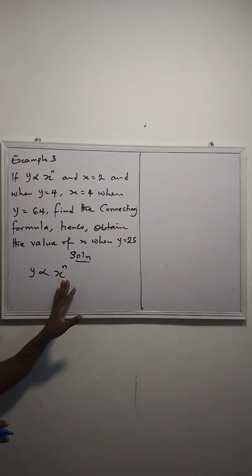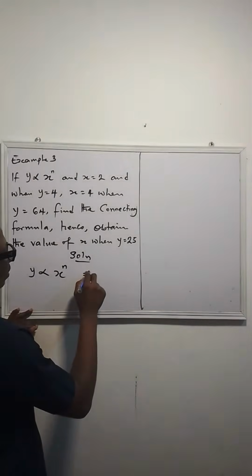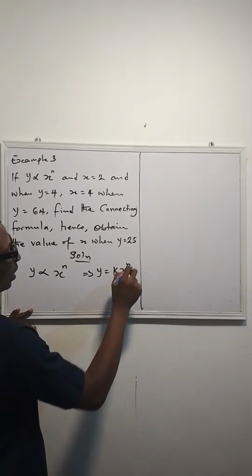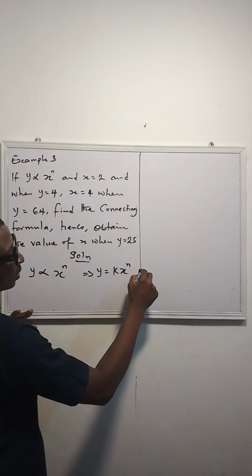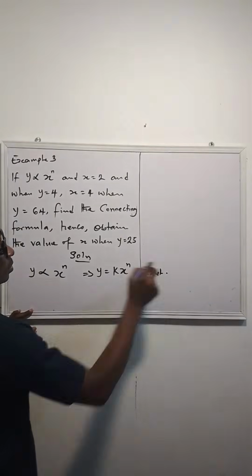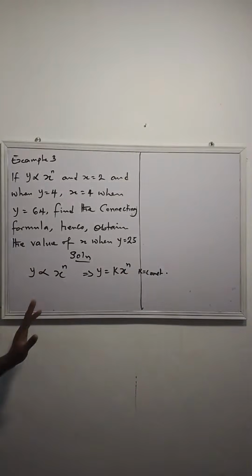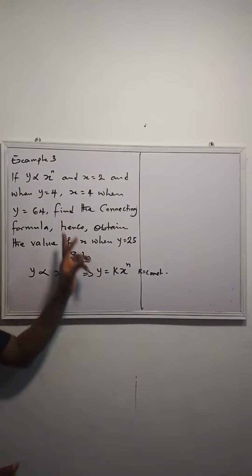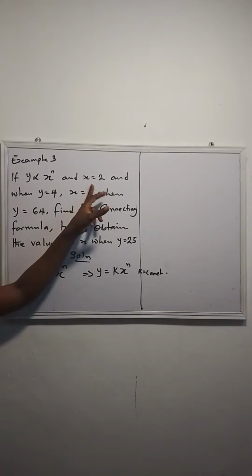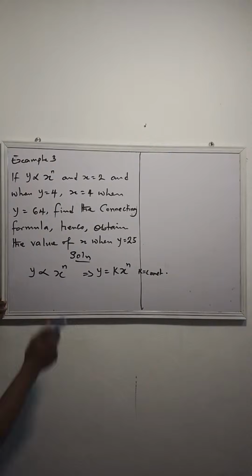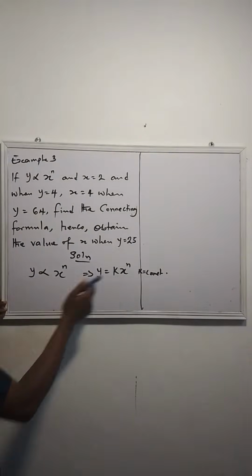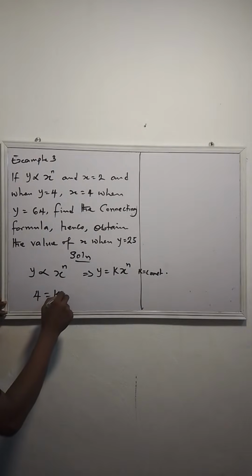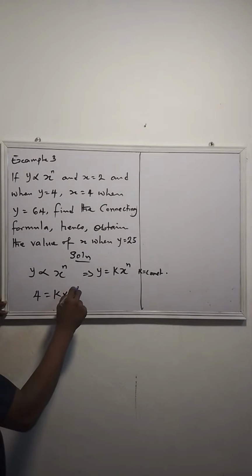Now, this implies that y equals k x raised to the power of n, where k is a constant. K is a constant. All right. So now the next thing is to plug in the values of x and y. So let's look at it. The first value of x is 2 and that of y is 4. Let's plug the values in. So we have 4 equals k times 2 raised to the power of n.